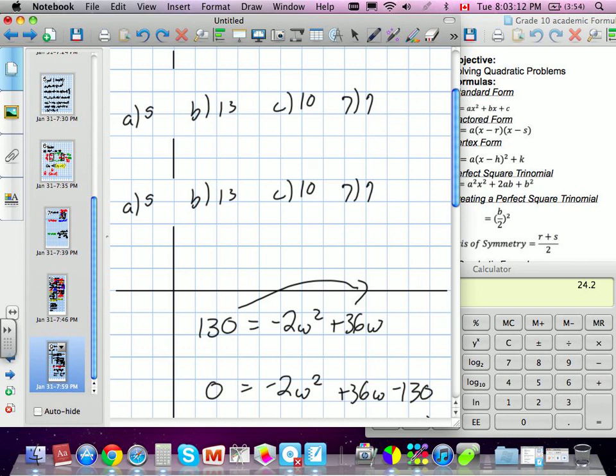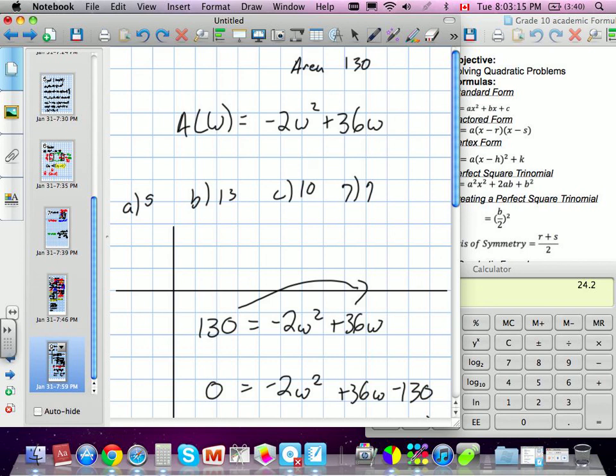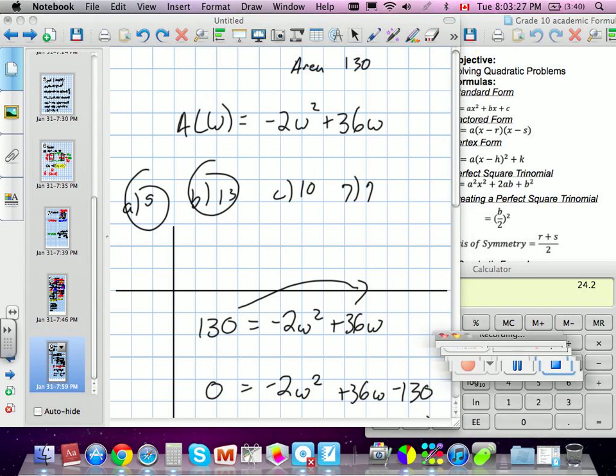Both are options. What have they given us up here? They've given us two options, 5 and 13. So what you would do is plug them both in just to make sure they work. But in this case, according to this, a width of 5 or a width of 13 will give us that answer. Okay?